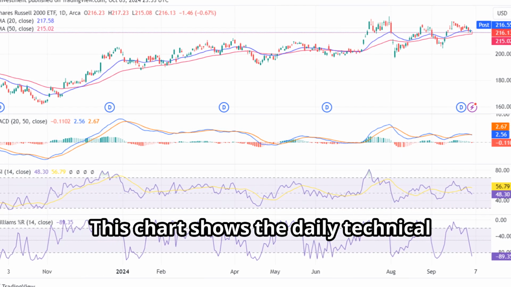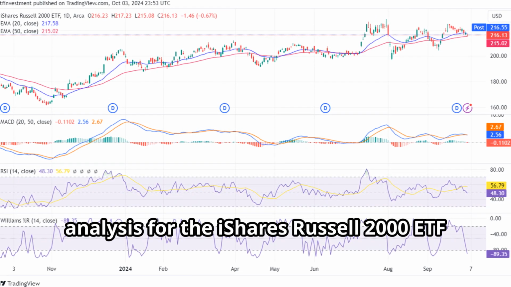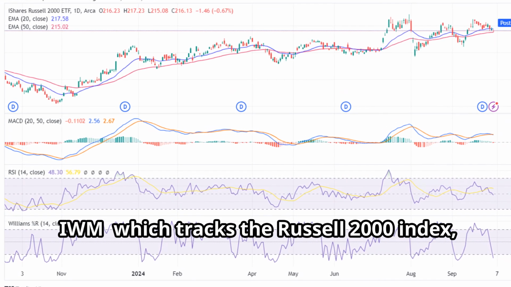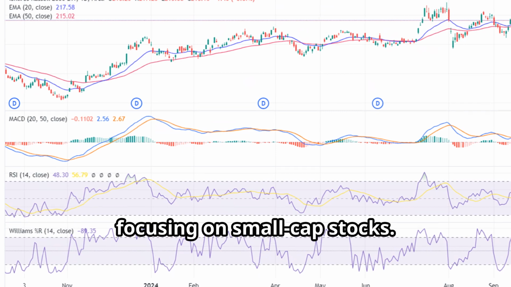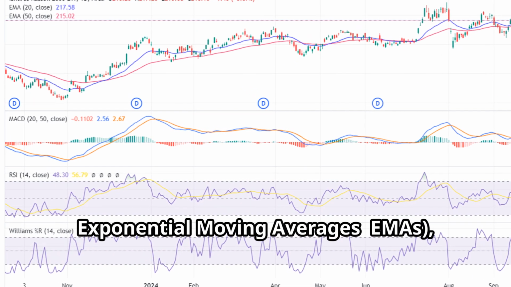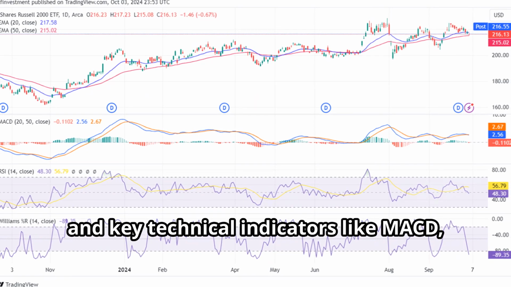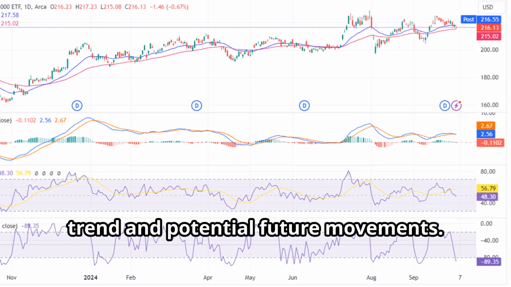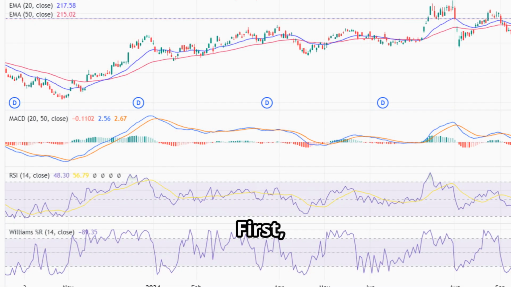This chart shows the daily technical analysis for the iShares Russell 2000 ETF, IWM, which tracks the Russell 2000 Index, focusing on small-cap stocks. It includes price movements, exponential moving averages, EMAs, and key technical indicators like MACD, RSI, and Williams %R to assess the current trend and potential future movements.